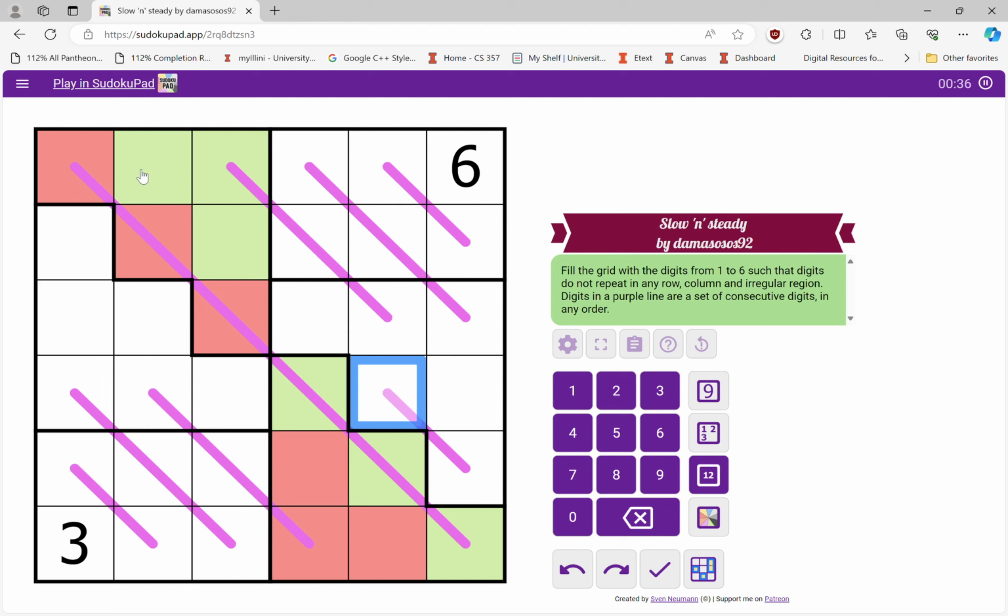Let's see. So, one of these 3 is a 6, and one of these 3 is a 6 as well. Okay. I'm just trying to determine if this information is actually all that helpful to get 6s and 3s placed.